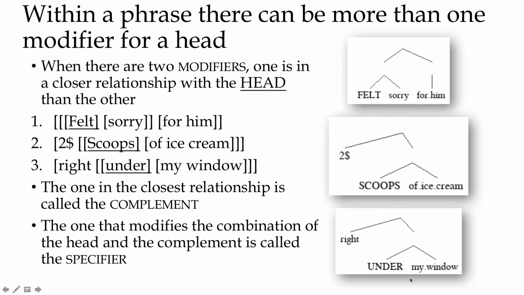And the same thing with "right under my window." "Under my window" is the complement of "under." It's in that close relationship. "Right" is the specifier of "under." "Right" is modifying the whole thing of "under my window," that combination of the head plus the complement. So "for him" is the specifier of "felt," "sorry" is the complement of "felt," but that's just standing for that there's this kind of relationship where one is in a closer relationship with the head than the other. "$2" would be the specifier of "scoops," "right" would be the specifier of "under." That's the kind of relationship that it has.